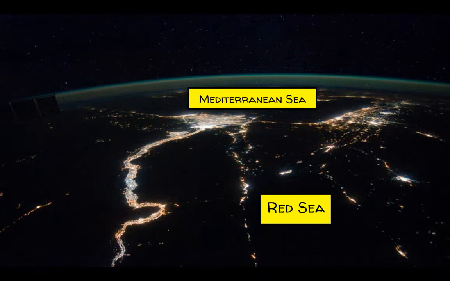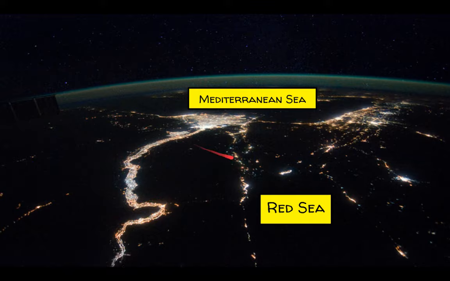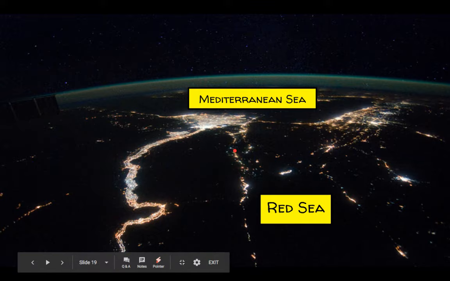And if we look at Egypt from space at night, we can see clearly the Nile River as it zigzags from south to north. You can see densely populated areas on either side of the Nile River. So here's where people will live. We can see people living on the coasts of the Red Sea and the Mediterranean Sea.